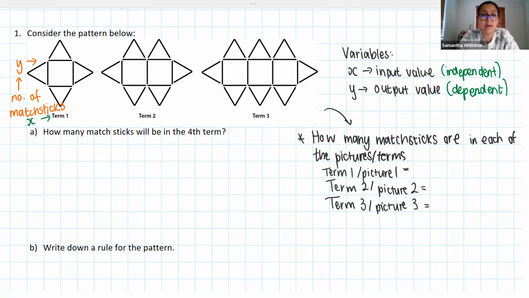Once you have how many matchsticks are in each picture, see if you can start to figure out what the pattern is. From picture 1 to picture 2, or term 1 to term 2, term 2 to term 3, what is the pattern? What are we seeing?